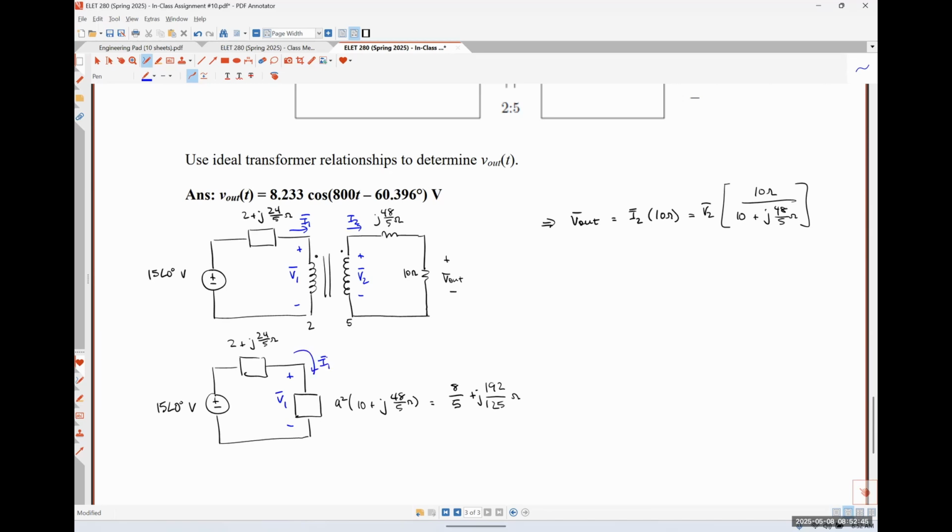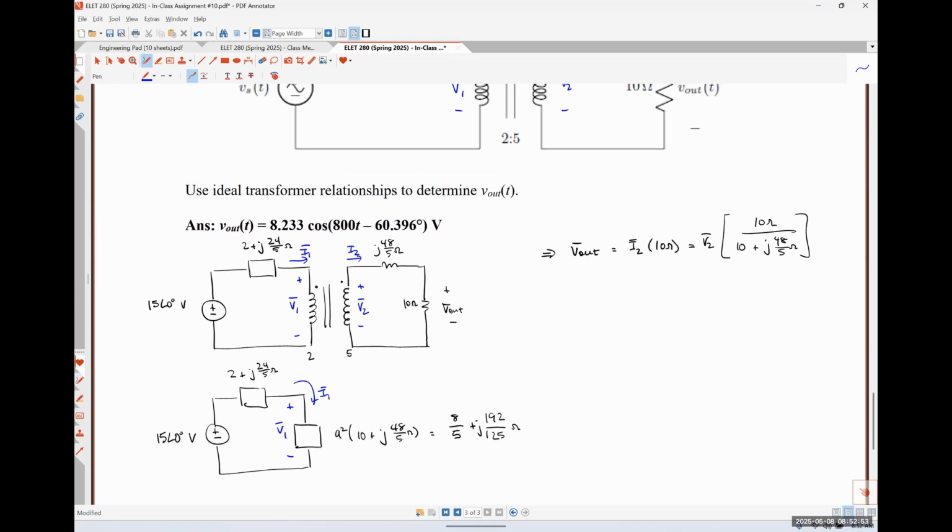And realistically, we only actually need to solve for one of these two things, because if we know the primary voltage, then we know the secondary voltage, and we can use the secondary voltage to find V out. Or if we know the primary current, then we can find the secondary current, and then we can use the secondary current to find V out. So realistically, we get to do less work on this one. So which would you rather find, V or I, for this circuit? I1, okay?